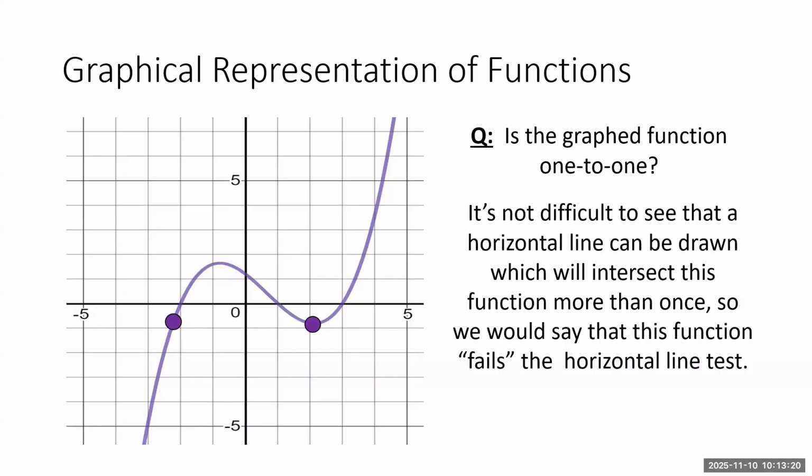It's not difficult to see that a horizontal line can be drawn which will intersect this function more than once. So we would say that this function fails the horizontal line test. Thus, it is not one-to-one.